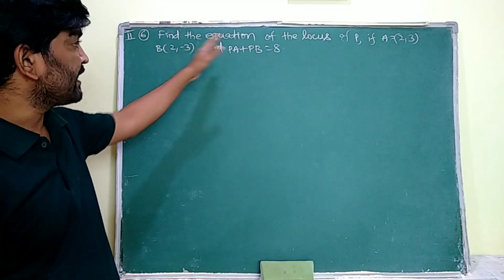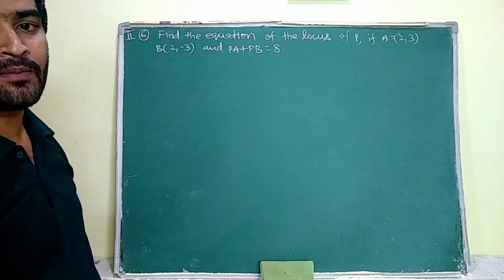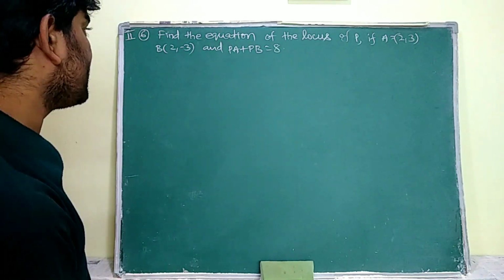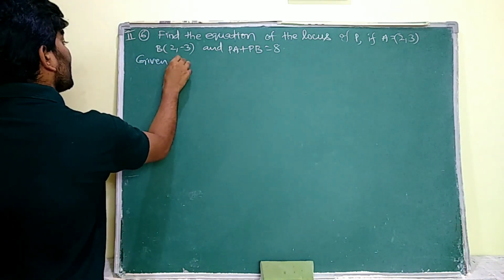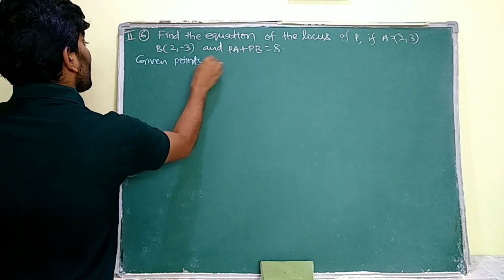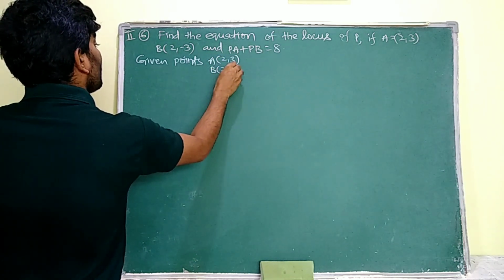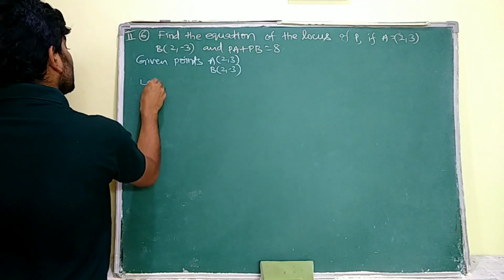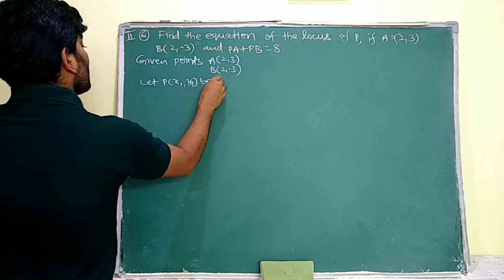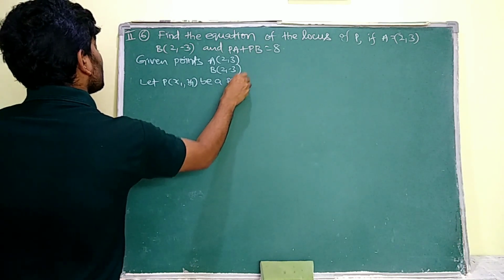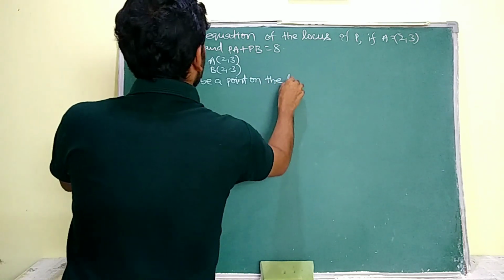C. Find the equation of the locus of P if A is (2, 3), B is (2, minus 3) and PA plus PB is equal to 8. Firstly, we have to write the given points. Given points: A (2, 3), B (2, minus 3). Let P (x1, y1) be a point on the locus.